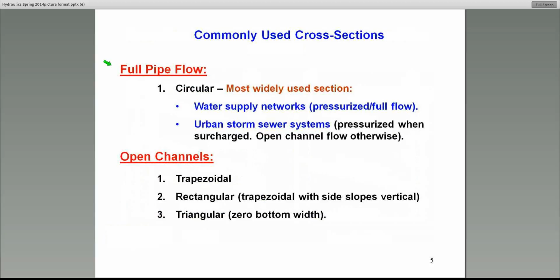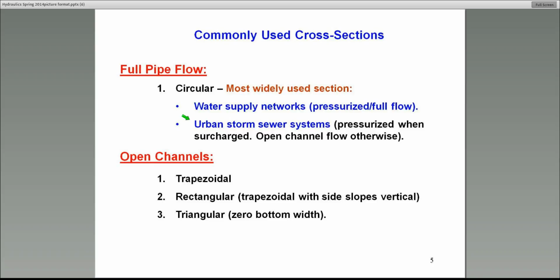In this case, the most widely used cross-section is a circular cross-section. You'll encounter full pipe flow conditions mainly in water supply systems and, of course, in urban storm sewer systems when they get pressurized. If they're not pressurized, urban storm sewer systems behave like open channel systems.